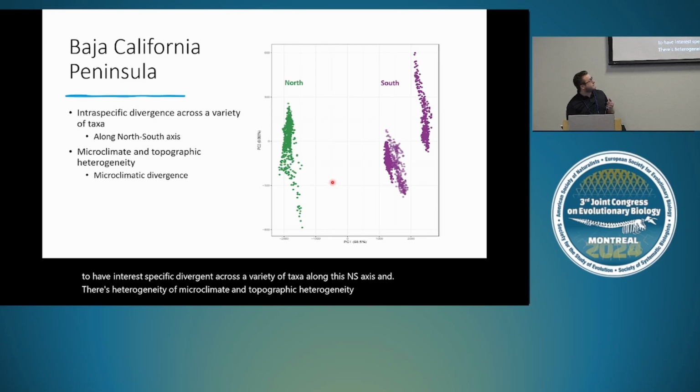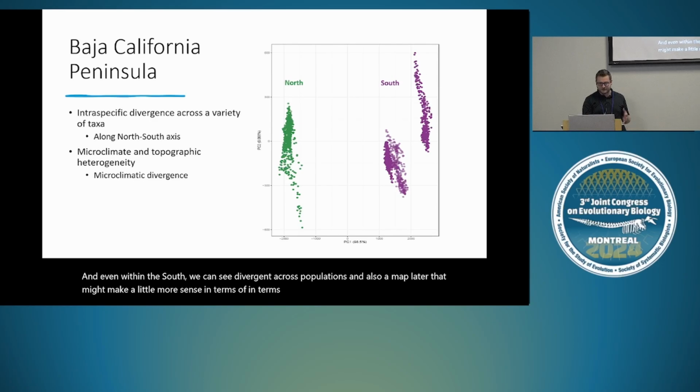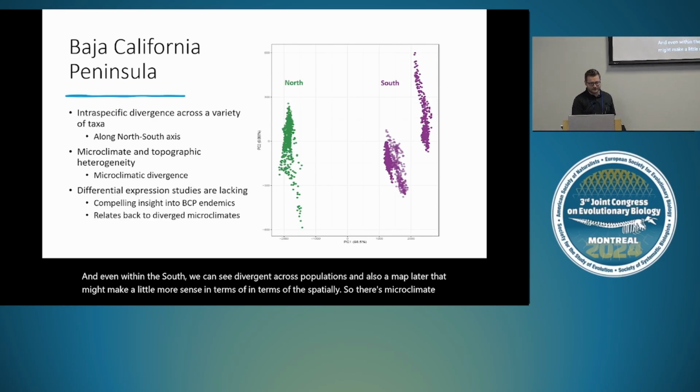So this PCA plot was created using occurrence data from sampled locations, 19 bioclimatic variables, and solar radiation. And you can see between the north and the south populations, there's divergence in their microclimates. And even within the south, we can see divergence across populations. I'll show a map later that might make this make a little more sense spatially. So there is microclimate divergence across the peninsula.